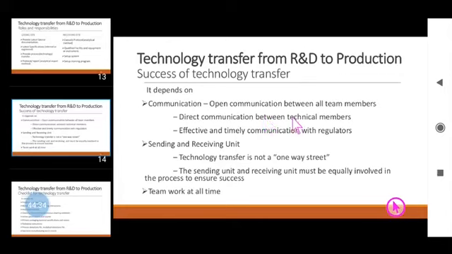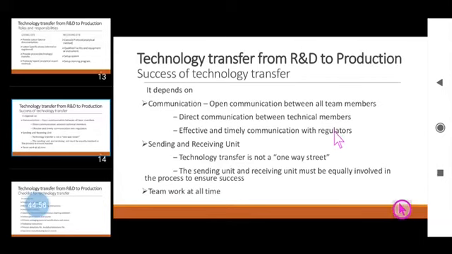There has to be open communication between all the team members. Well, there should be no constraints so far as the communication is concerned between the team members. Direct communication must be there between the technical team members also, and effective and timely communication with the regulators.